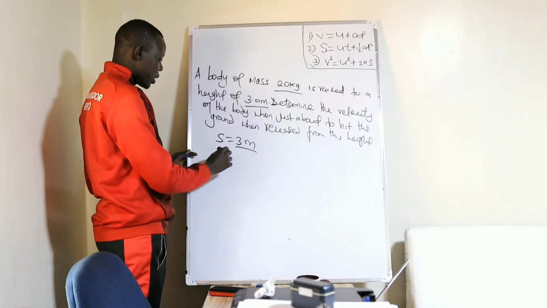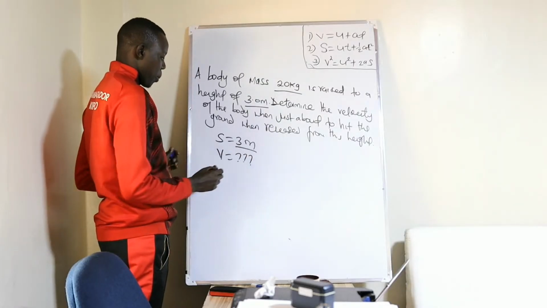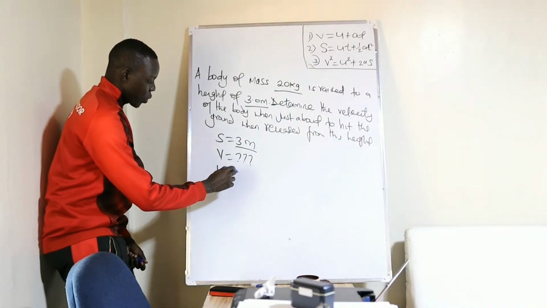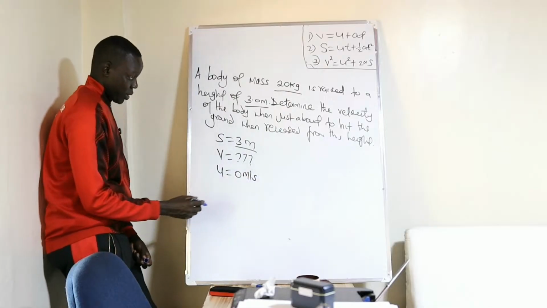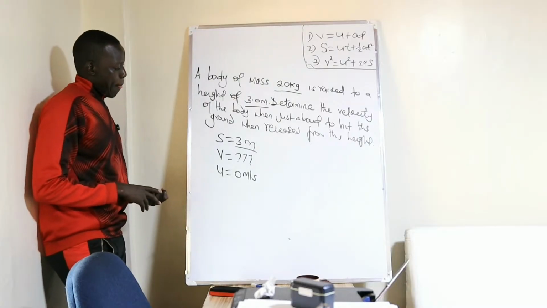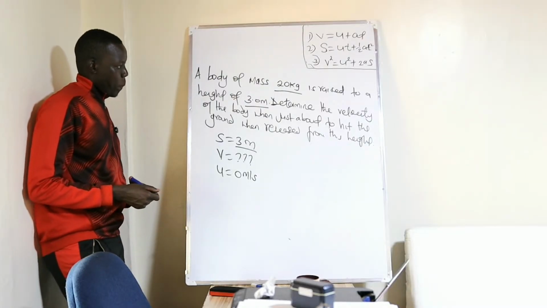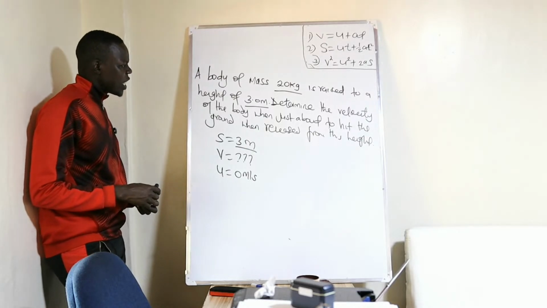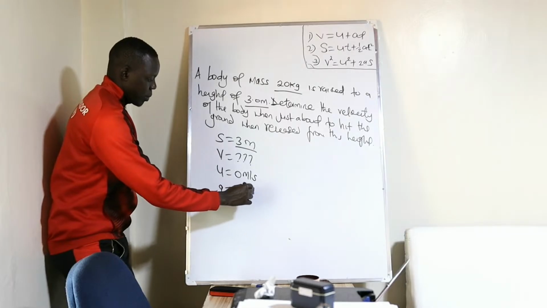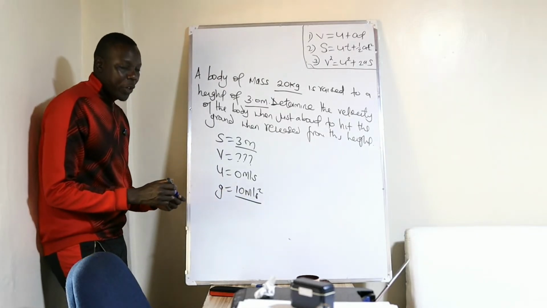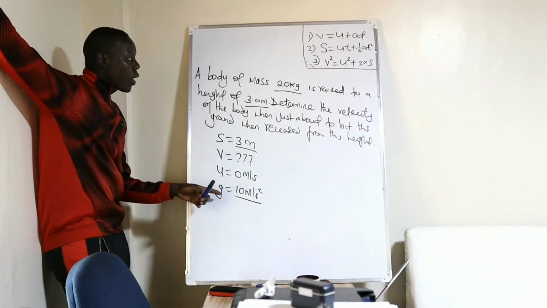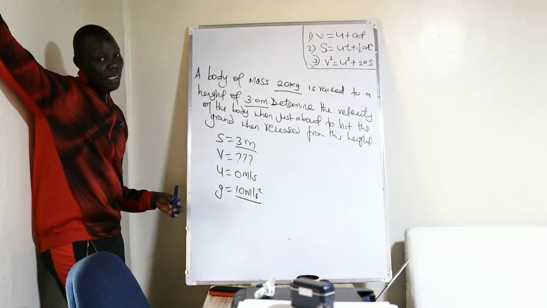Now, final velocity, we don't have it. Remember the initial velocity is 0 meters per second, because it was released and fell. What else do we have? We have g, 10 meters per second square. The unit of gravity is Newton per kilogram, but because we are using it now as acceleration, I'm placing it as meters per second square.